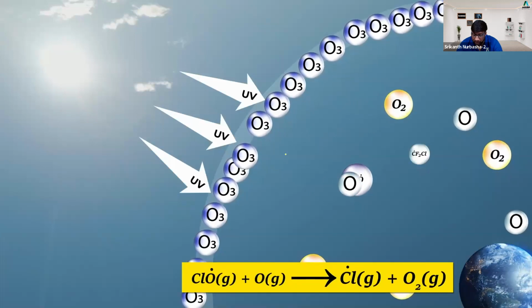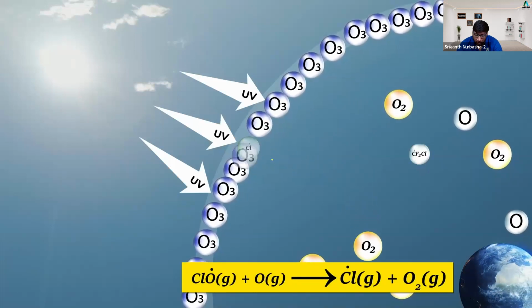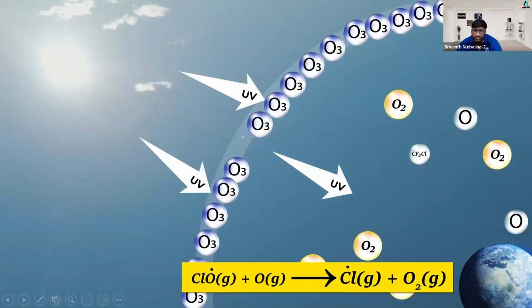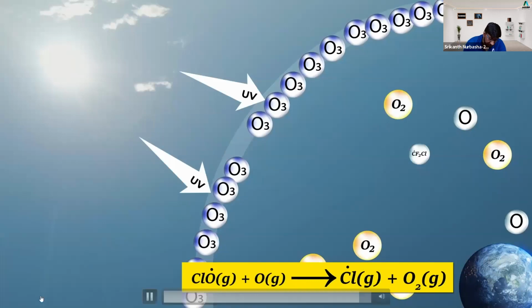Once the UV radiation hits the CF2Cl2, it forms the chlorine radical. That chlorine radical reacts with the ozone to form the gap. That means ozone has been affected. That is how the ozone layer has been disturbed, and that is how we are going to be greatly affected by these UV radiations if we continually produce chlorofluorocarbons. So that usage has to be reduced.